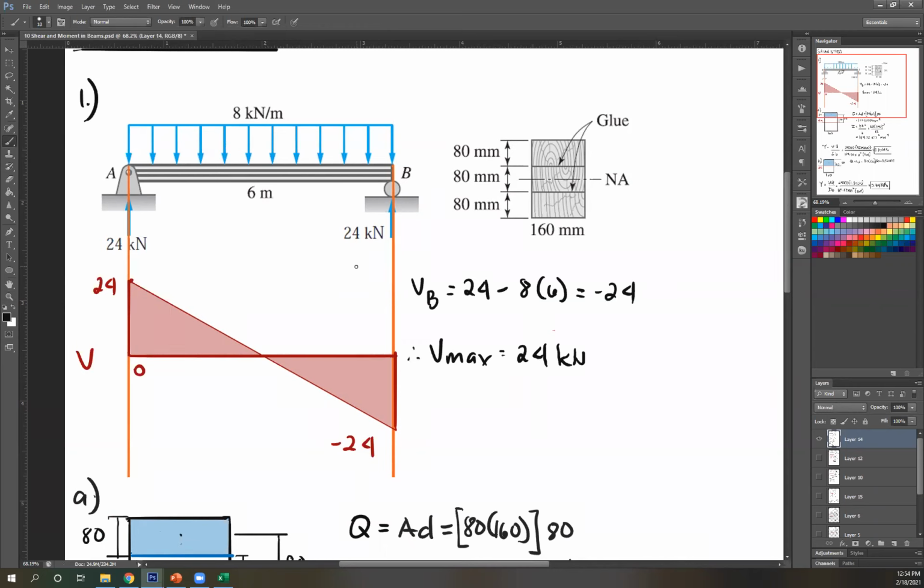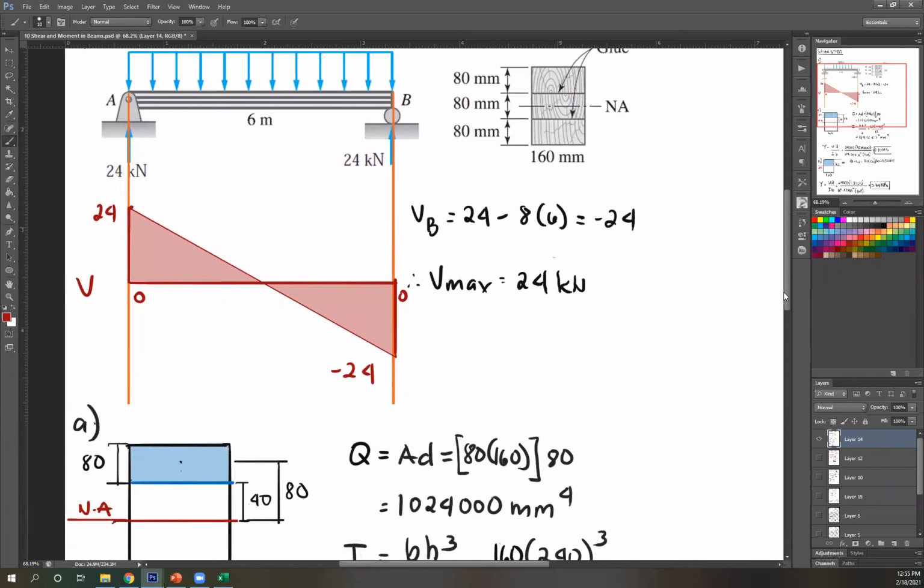So 8 times 6, that's 48, minus 24. So yeah, the equation for VB is 24 minus the area of this, 8 times 6, you get negative 24. So go down by negative 24. Then you have an upward force of 24 kilonewtons, so go up, and you end at 0. Negative 24 plus 24 is 0. So again, correct shear diagram. Next, looking at the diagram, figure out what's your maximum shear. For this, it's easy. It's just 24. So Vmax is 24 kilonewtons.